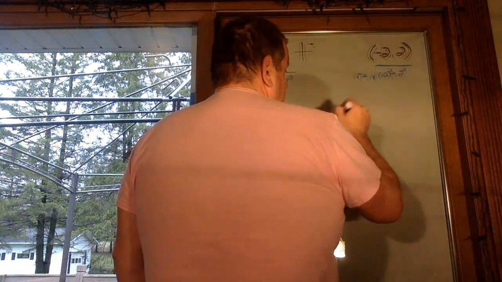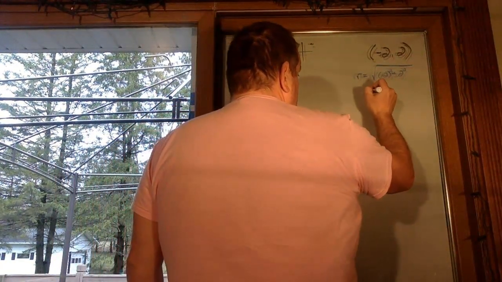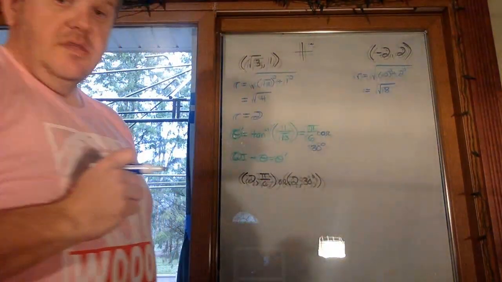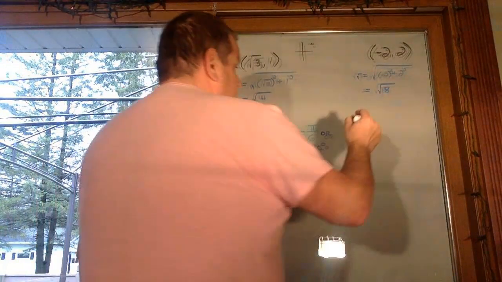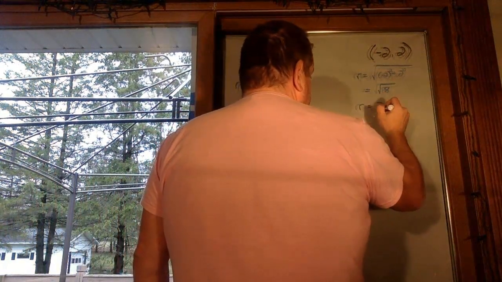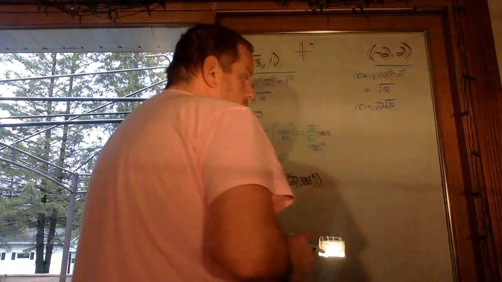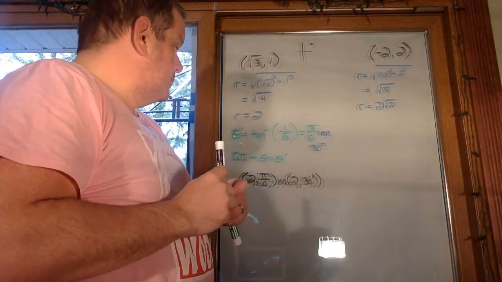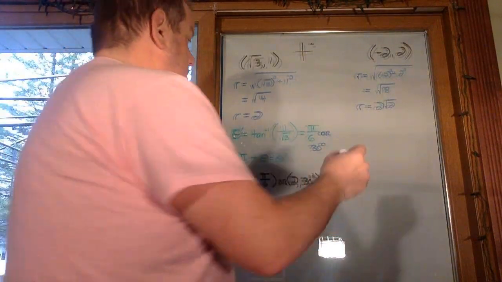Negative 2 squared is 4. 2 squared is 4. So that's going to be the square root of 8, which I am going to simplify to be 2 square roots of 2. Okay. Pick my color.